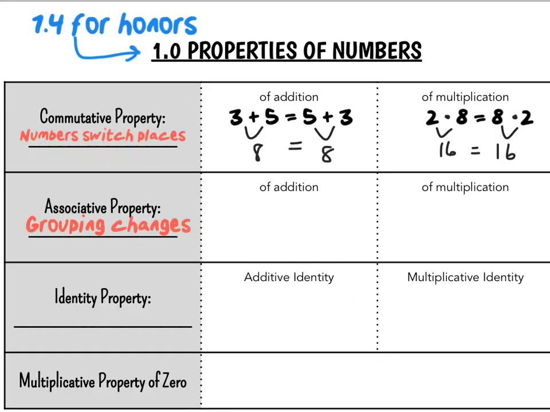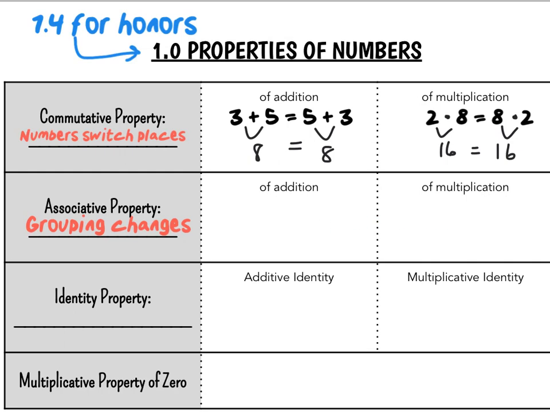Moving on to the next property, we have the associative property. And under associative property, I want you to write in red that the grouping can change. Okay, grouping changes. This property is useful when you're adding or multiplying more than two numbers. And I want you to write examples with me. I'm going to put that in here.